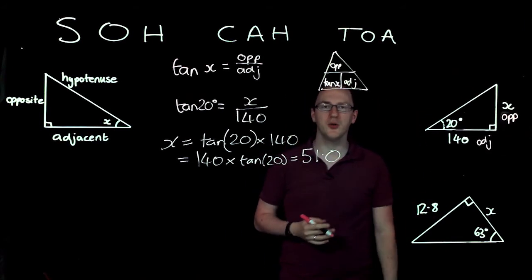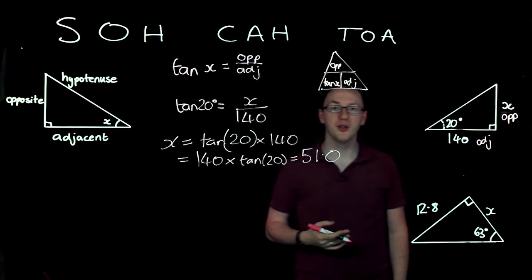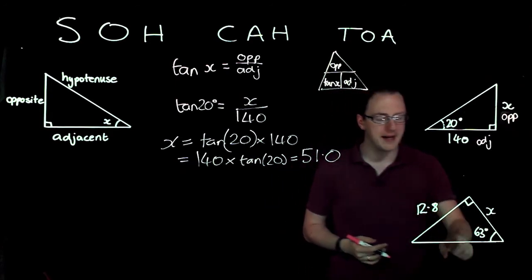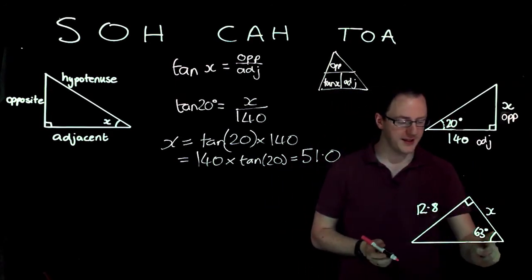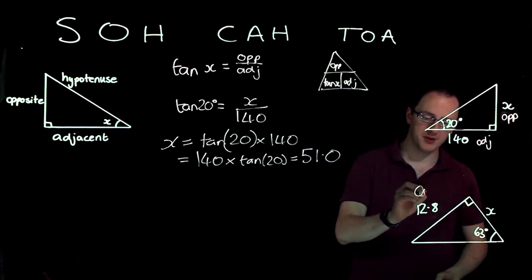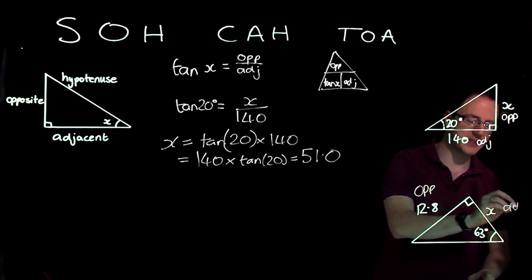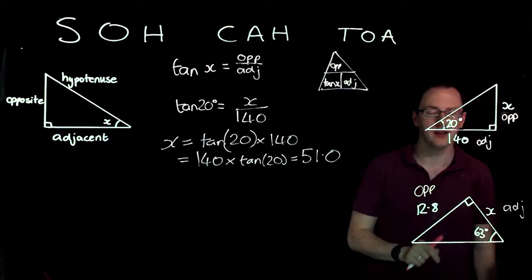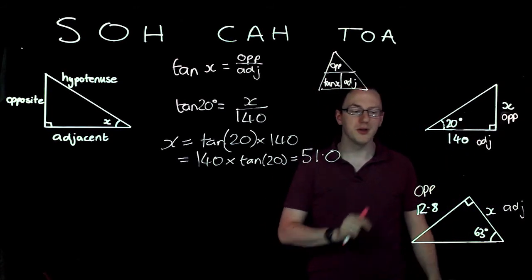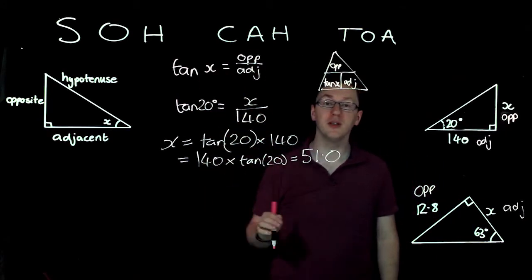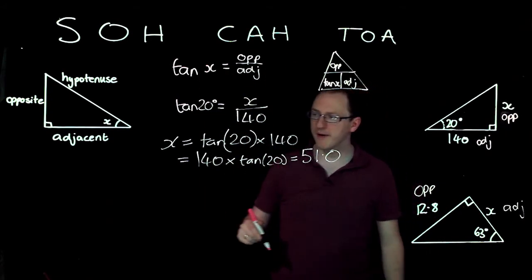So my second triangle, again, first thing I want to do is identify my sides. I've got my angle, 63 degrees, so relative to that angle, this is the opposite, and this is the adjacent, because it's beside it, it's between the known angle and the right angle. So again, opposite and adjacent tells me I'm going to be using tangent again. So I'm going to write out my formula.